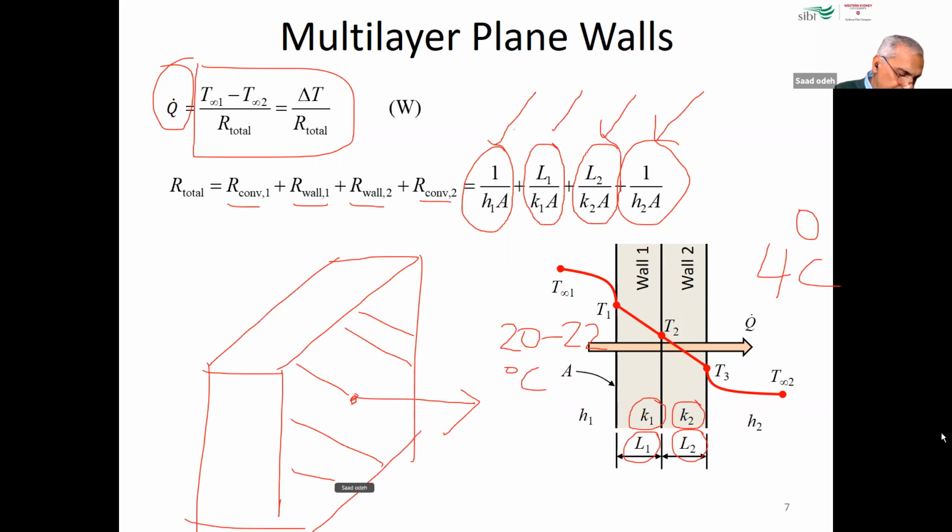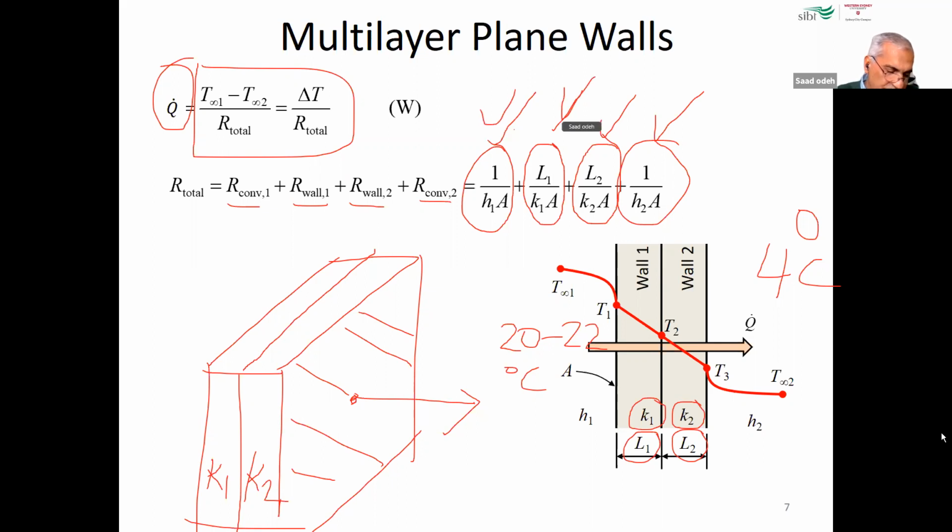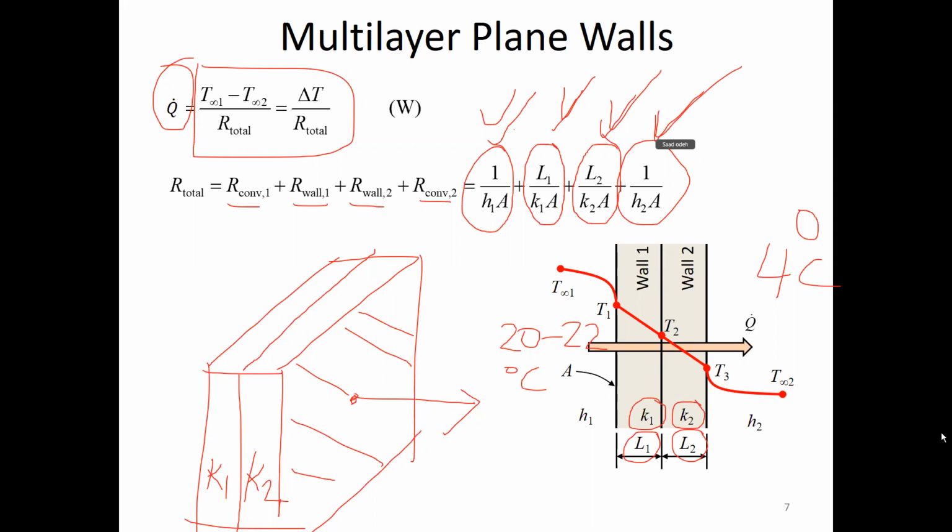And if you have, let's say, a multi-layer wall, this is K1 and this is K2. But K1 and K2 have the same area because they are in the same wall, correct? So the area of wall 1 is the same as wall 2. So you will use the same A in each term here. All these terms will have the same A. You just need to find it once and then divide by the A. Okay, thank you.